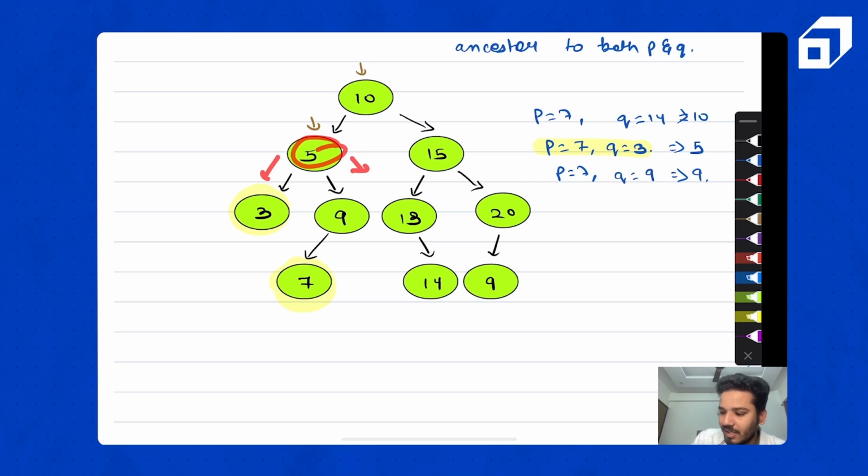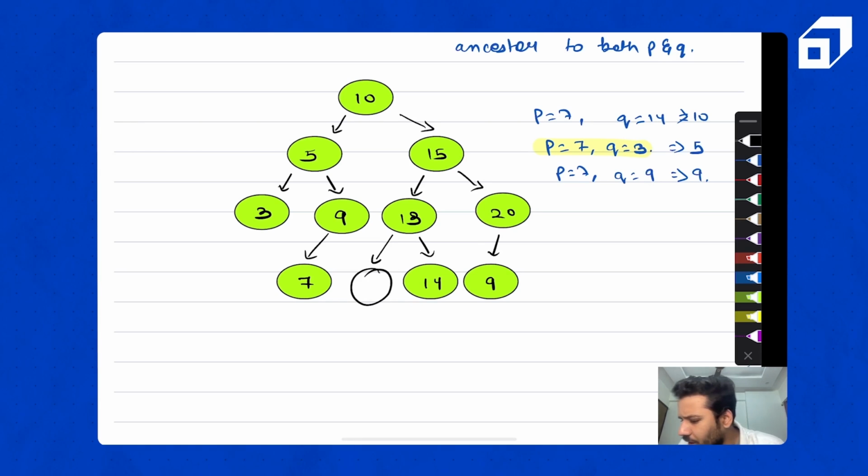So 100%, this is the LCA. That's how we calculate it. Now, let's see it one more time. Let's just say we are interested in calculating the LCA of 14 and maybe I can create a node here. Let's just say I create a node 11 here. Now let's try to find the LCA, lowest common ancestor, in a BST for 11 and 14.